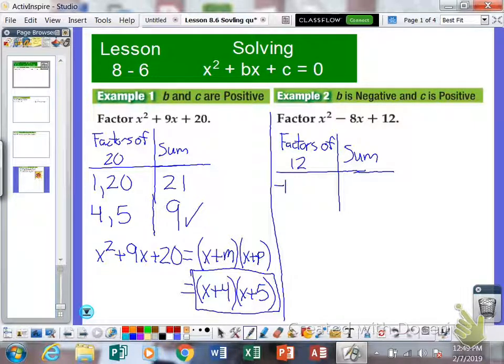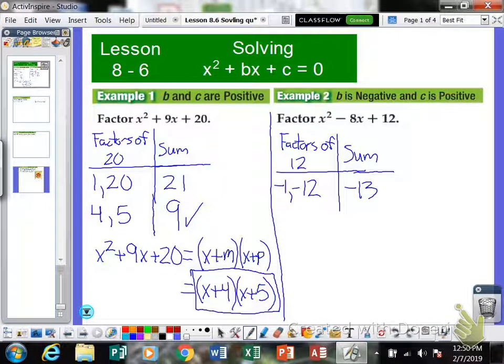So I have negative 1, negative 12. Adding them together gives me negative 13. So that's not the one we're looking for. We're looking for negative 8. The next one would be negative 2 and negative 6, and their sum would be negative 8. So those are the two terms that I'm looking for.